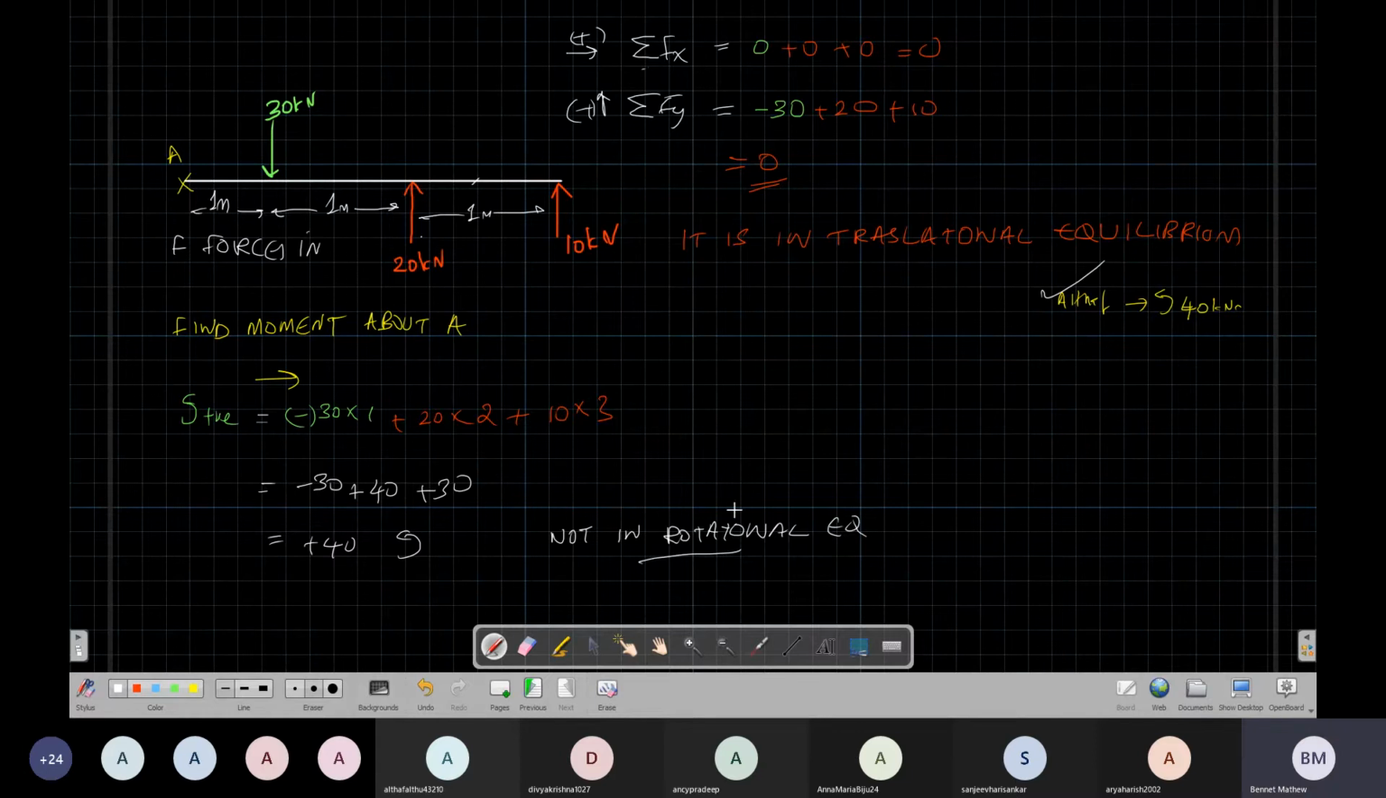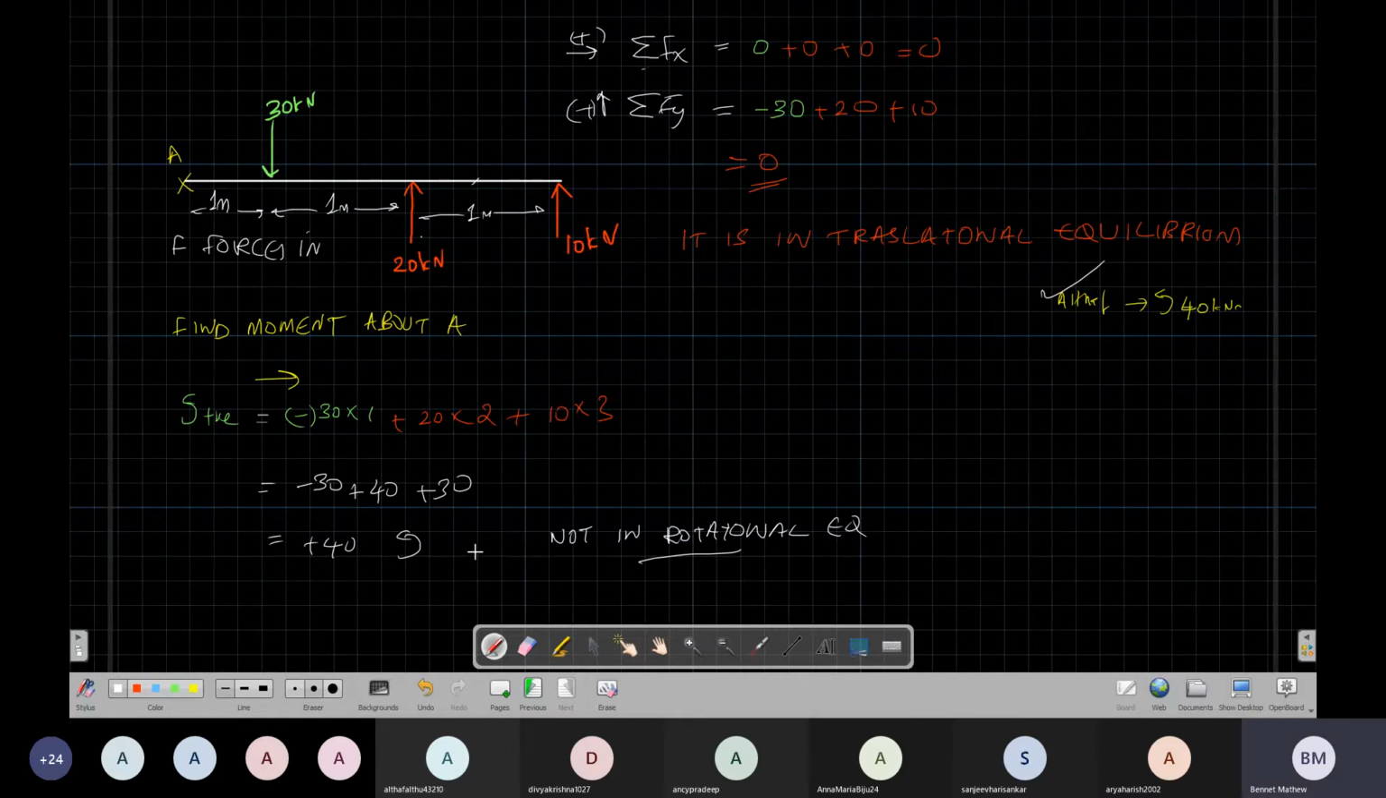Not in rotational equilibrium. Right. So this is how we know whether a body is in rotational equilibrium or not. If the sum of the moments of the body is equal to 0, then it will be in rotational equilibrium. If it is not, it will not be in rotational equilibrium.